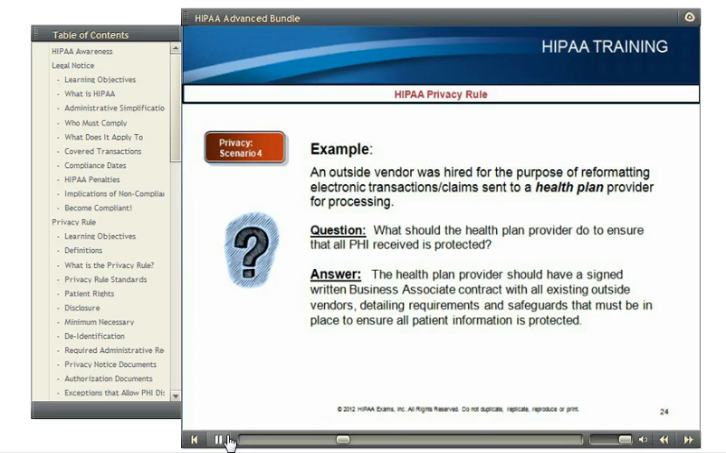Privacy. Scenario 4. Example. An outside vendor was hired for the purpose of reformatting electronic transactions or claims sent to a health plan provider for processing. Question. What should the health plan provider do to ensure that all PHI received is protected? Answer. The health plan provider should have a signed, written business associate contract with all existing outside vendors, detailing requirements and safeguards that must be in place to ensure all patient information is protected.